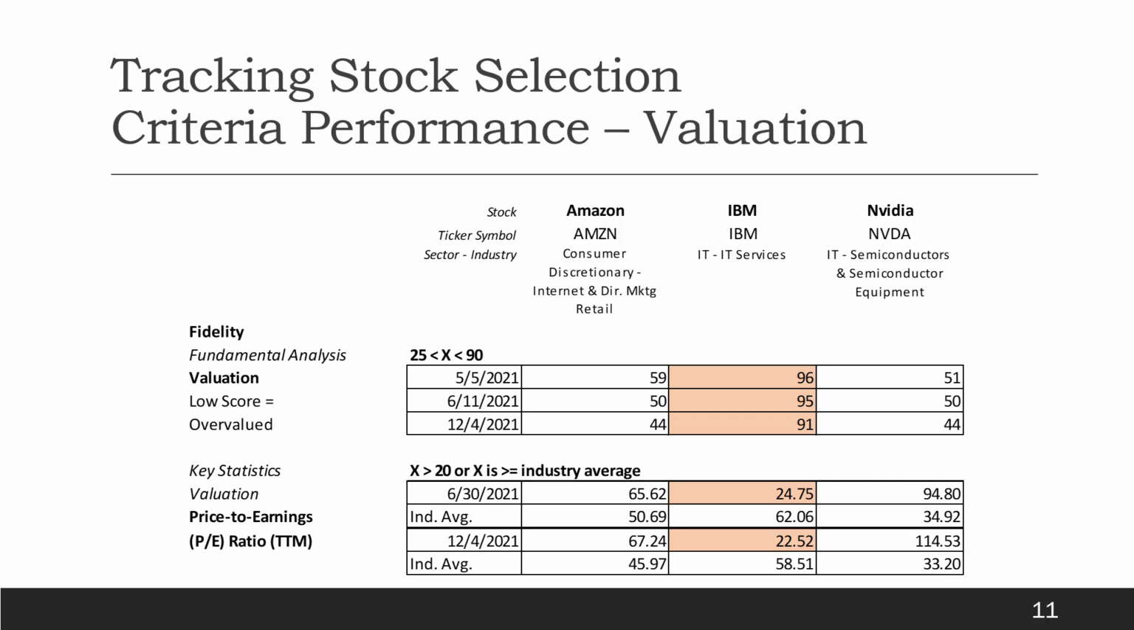On this slide, for comparison, we see the company PE, and below it is its industry average PE. The valuations of Amazon and Nvidia have increased and are higher than their industry averages, whereas IBM's valuations have decreased and are lower than its industry averages. That does not bode well for IBM because we are looking for a PE greater than or equal to the industry averages.